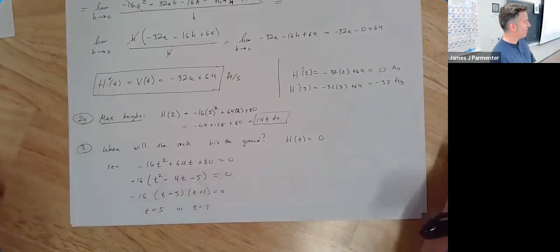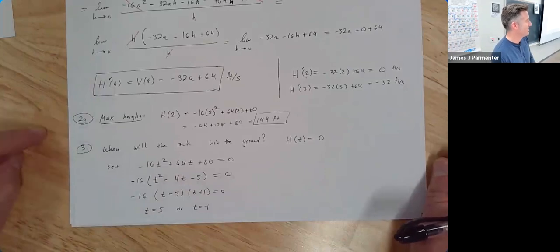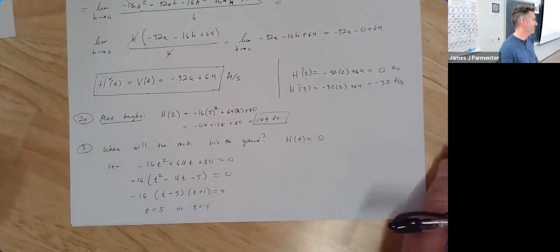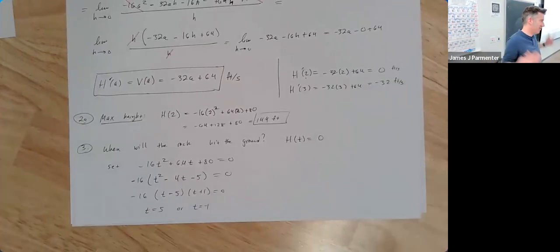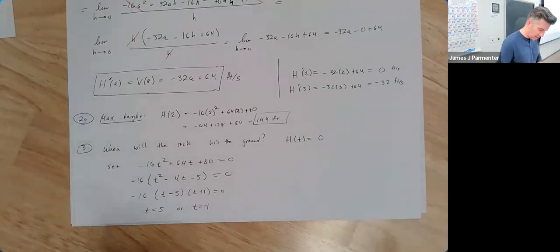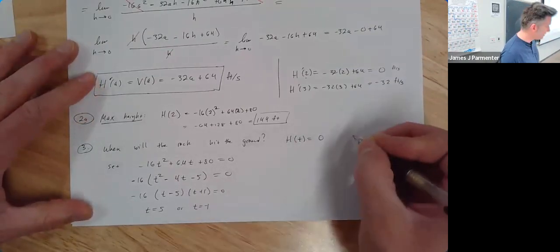So when does the rock hit the ground? Which of those does it have to be? Yeah. Why can't it be negative 1? You can't go backwards in time. Right. So your time answers typically should be positive. So yeah, this rock hits the ground 5 seconds after we threw it.